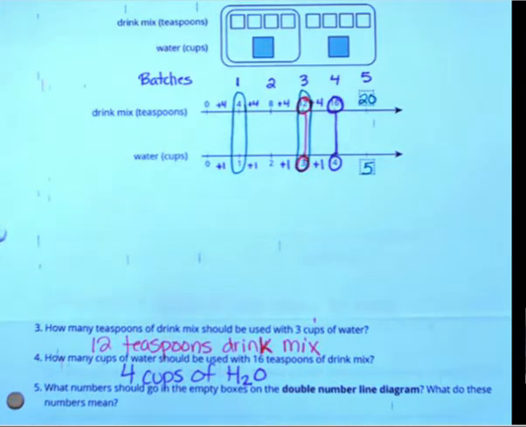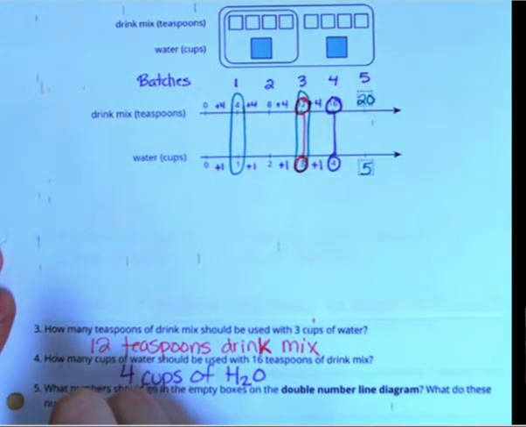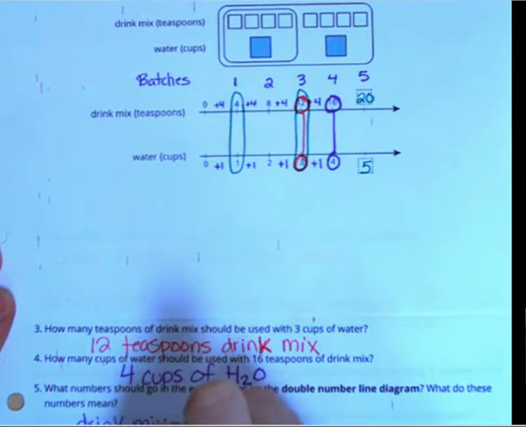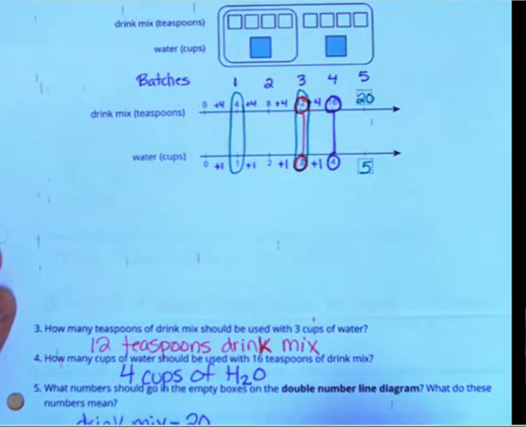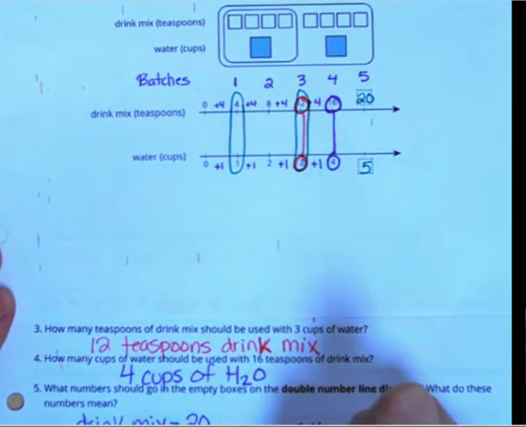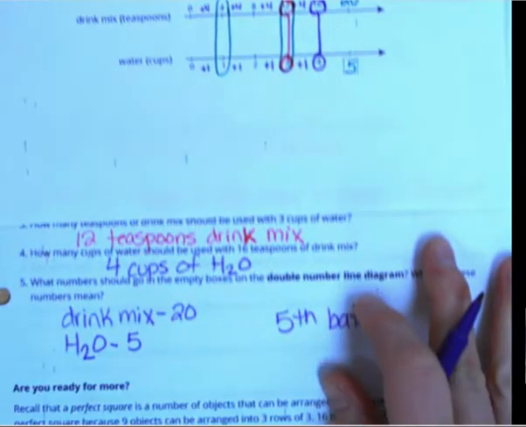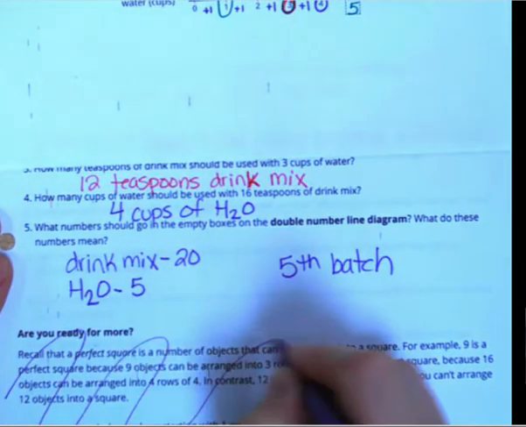Okay, and what numbers should go in the empty boxes of the double number line diagram? And we actually already found that. It would be for the drink mix, 20, and for the water, it would be 5, and that represents the 5th batch and how much ingredients we would put inside each of those batches. Alrighty. We're going to skip the Are You Ready for More section, so you can cross that off.